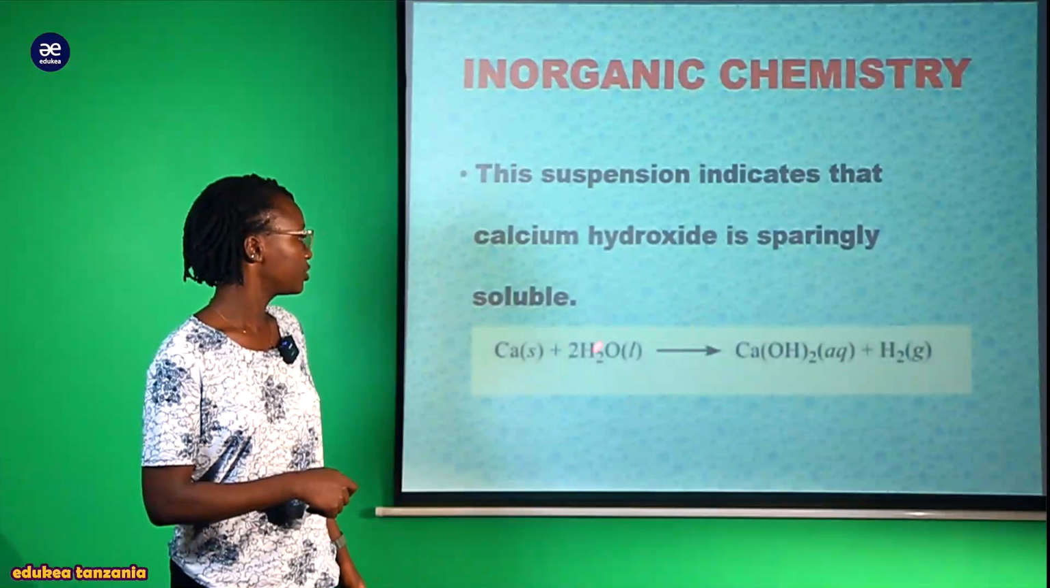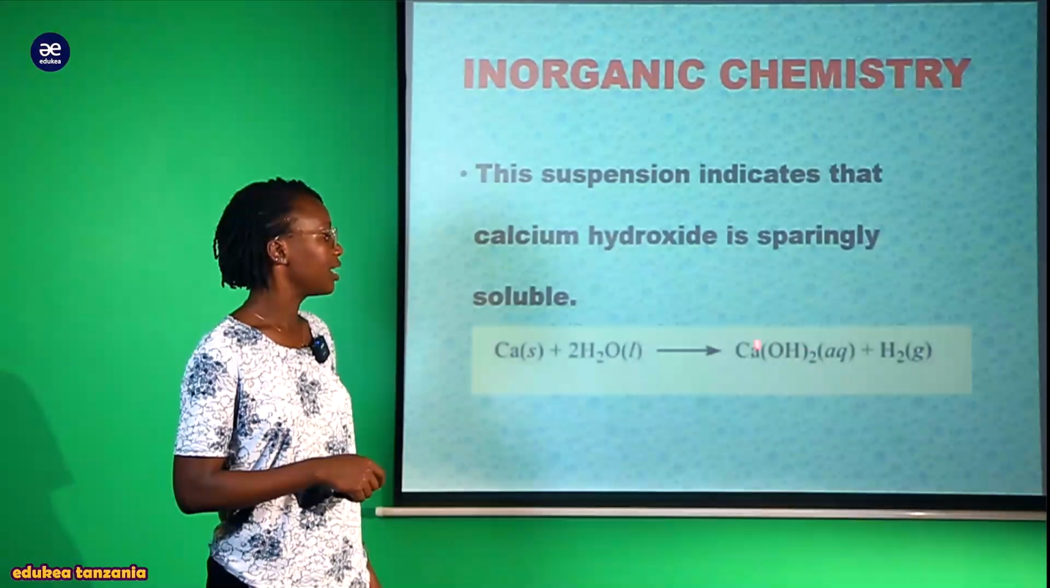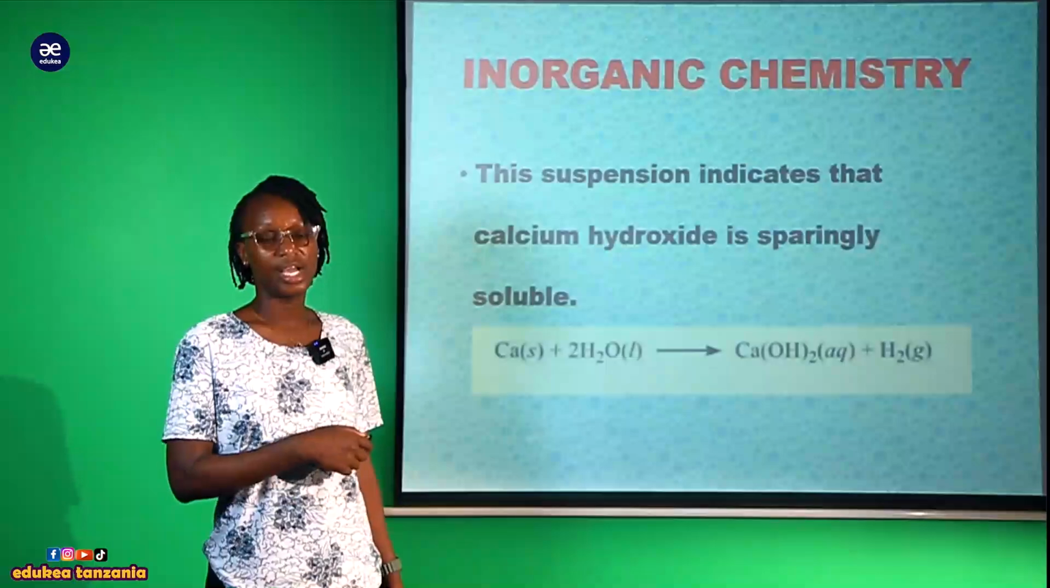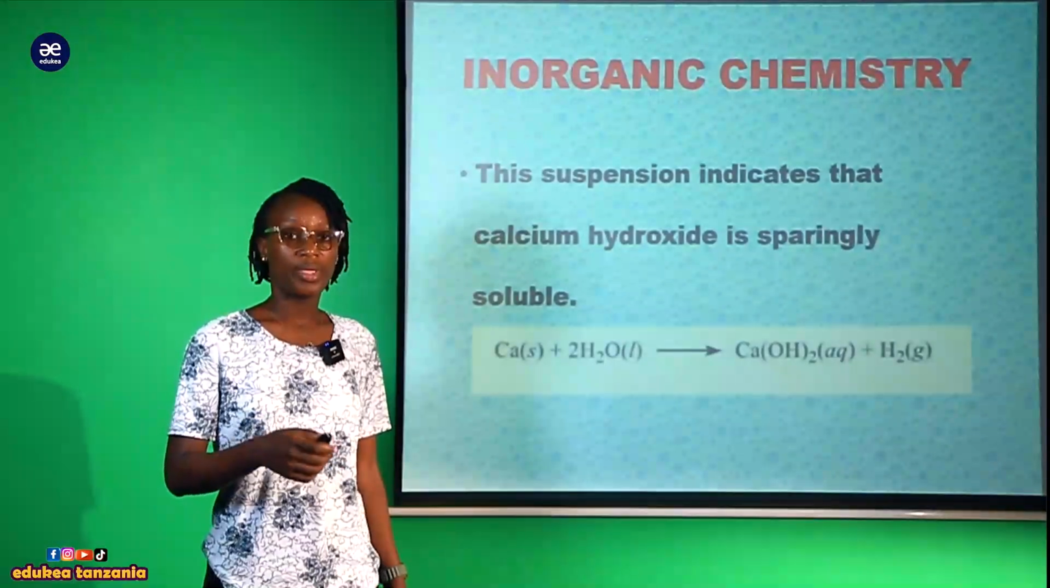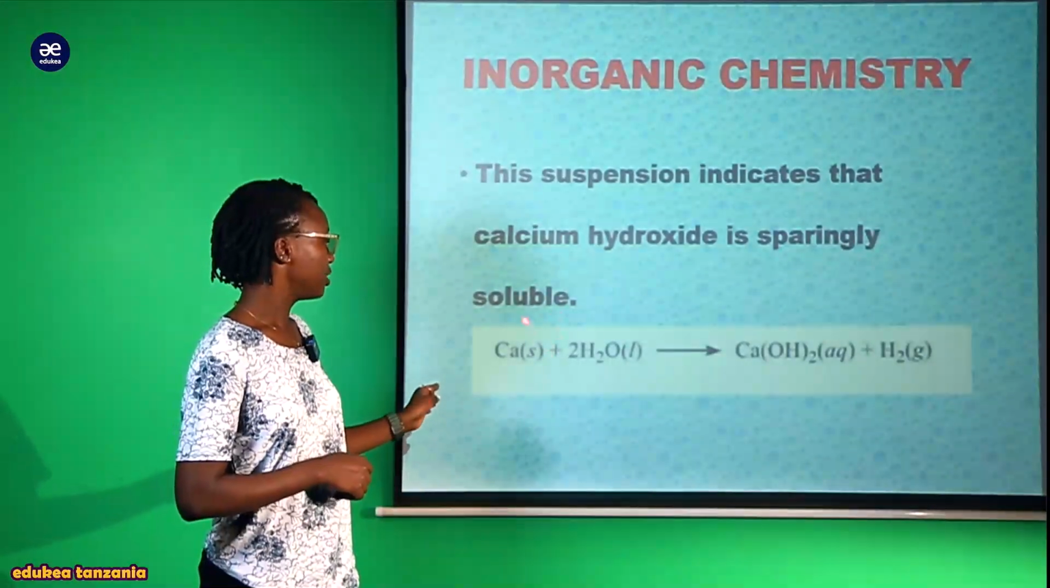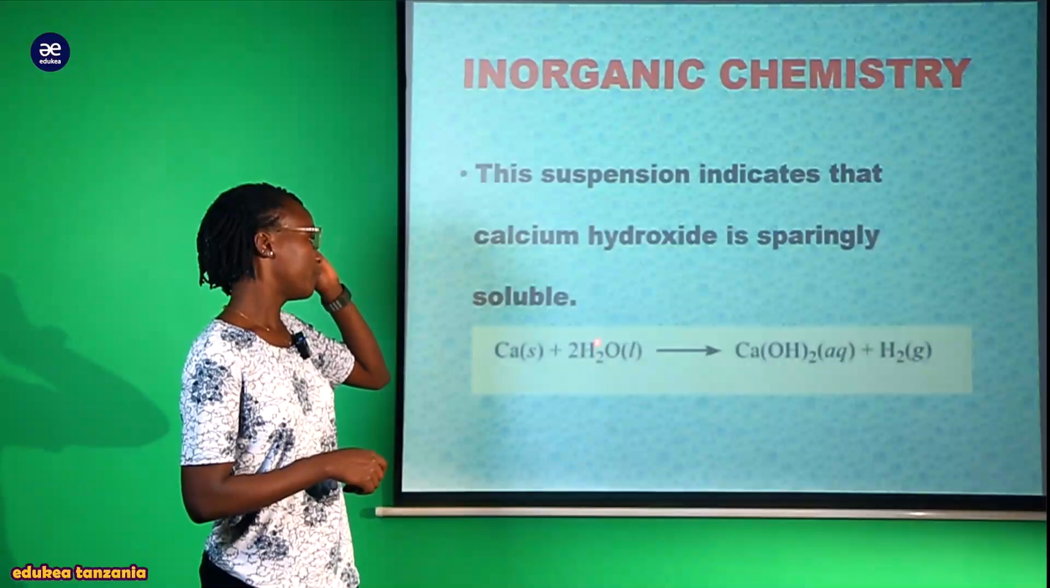So my student, this is the reaction which demonstrates this reaction between calcium metal with water. So this is our calcium metal. It is added now with water.